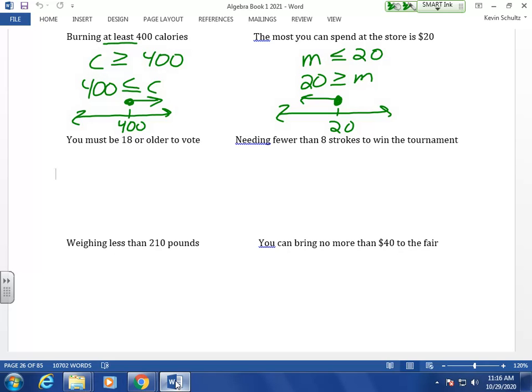You must be 18 or older to vote. So your age is greater than or equal to 18, or 18 is less than or equal to your age. Closed circle at 18. Graph going to the right.